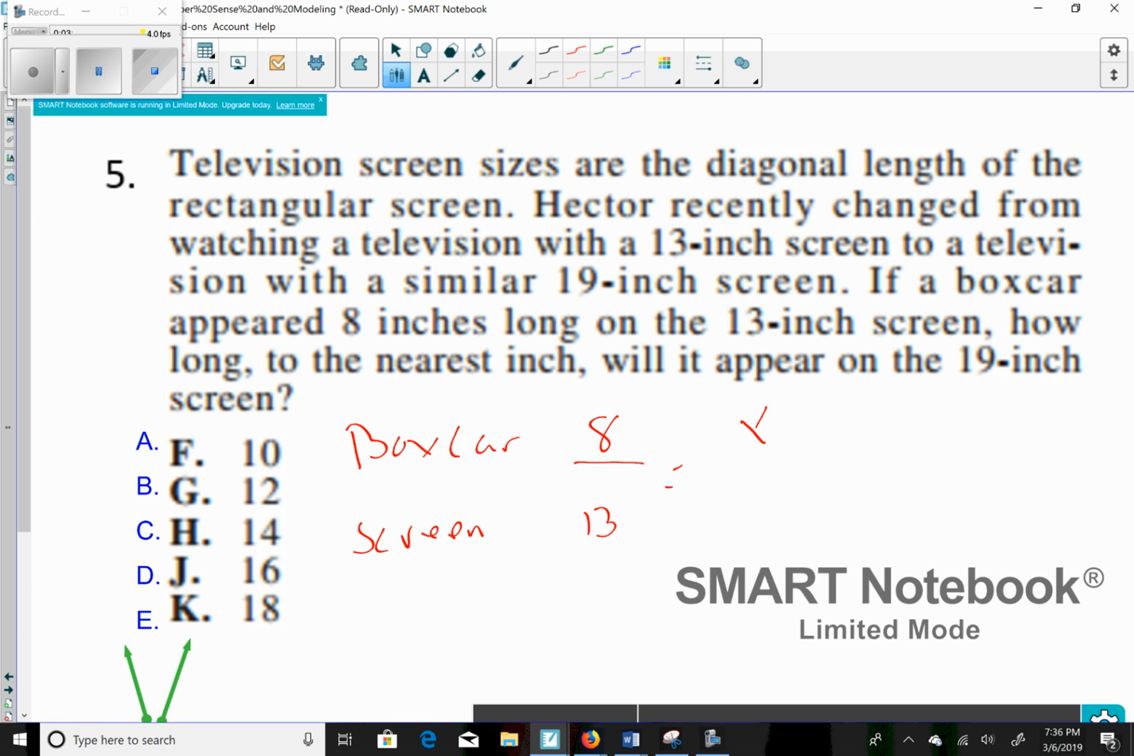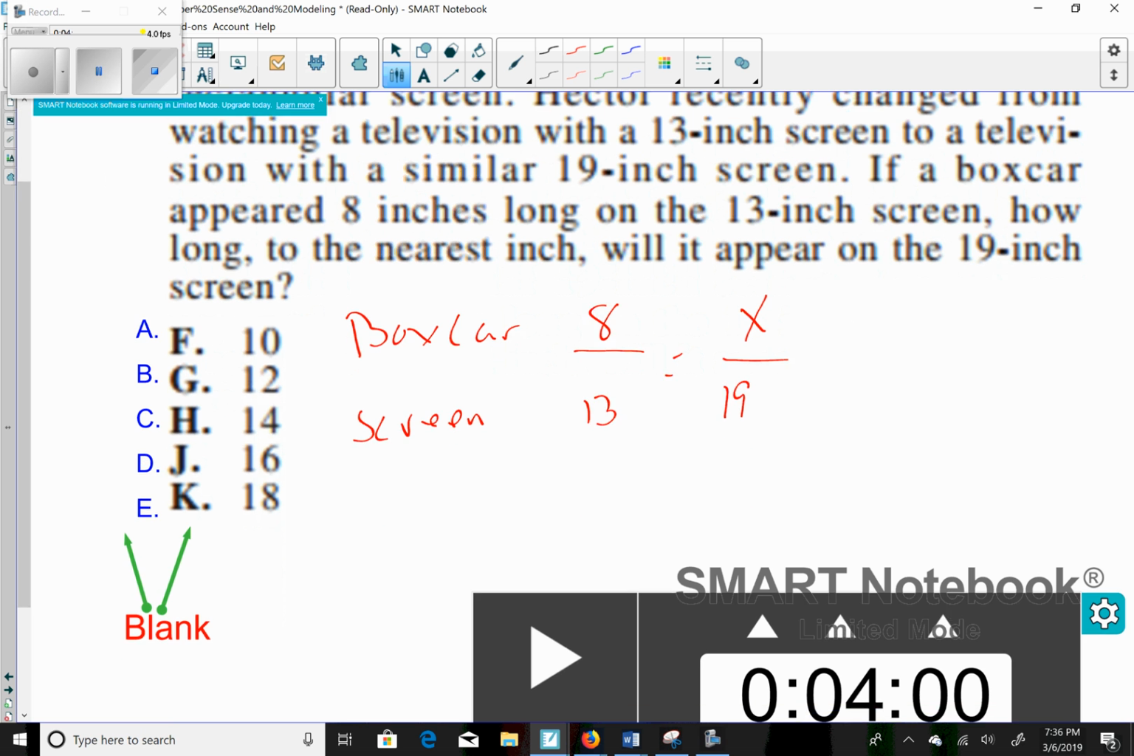So I'm looking for how long the boxcar will be on a 19-inch screen. If I cross multiply, I'm going to have 13x is equal to 8 times 19. When I do that, I get 11.7, and they want the nearest inch, so that's going to be approximately 12 inches. So the correct choice is the letter G.